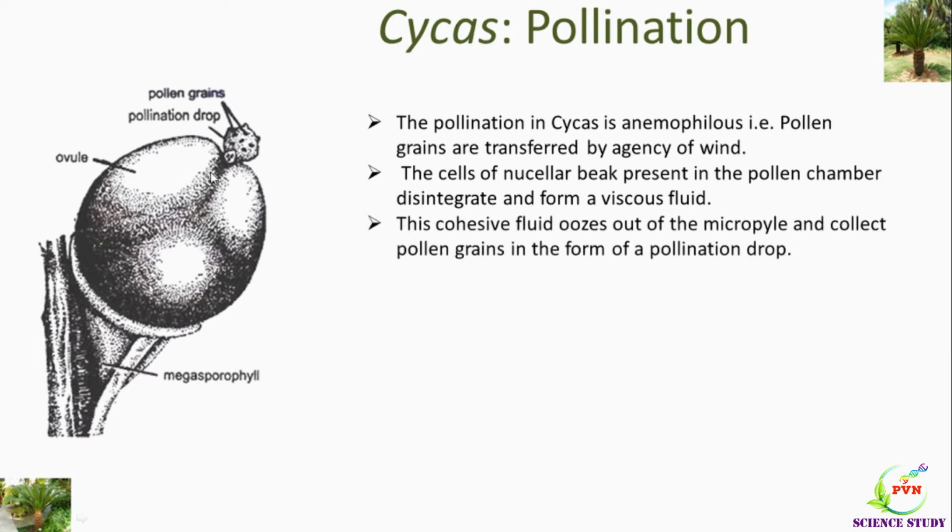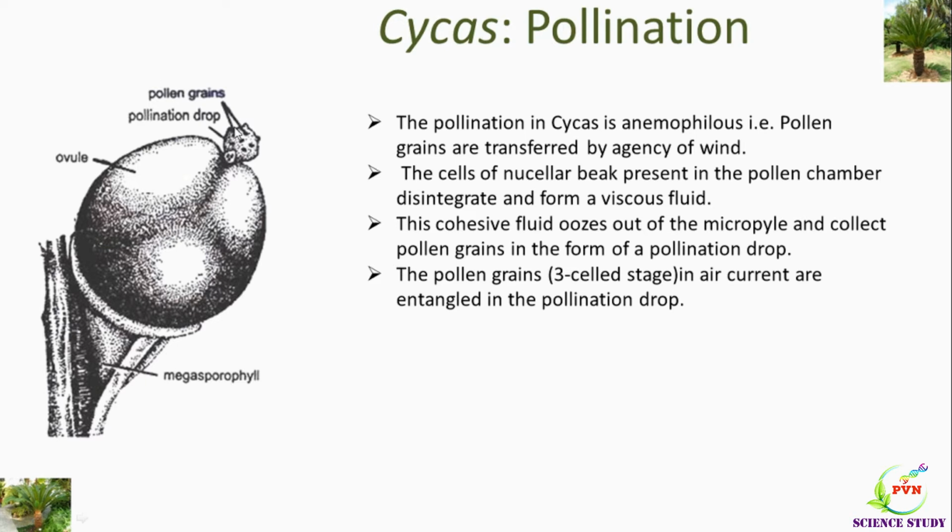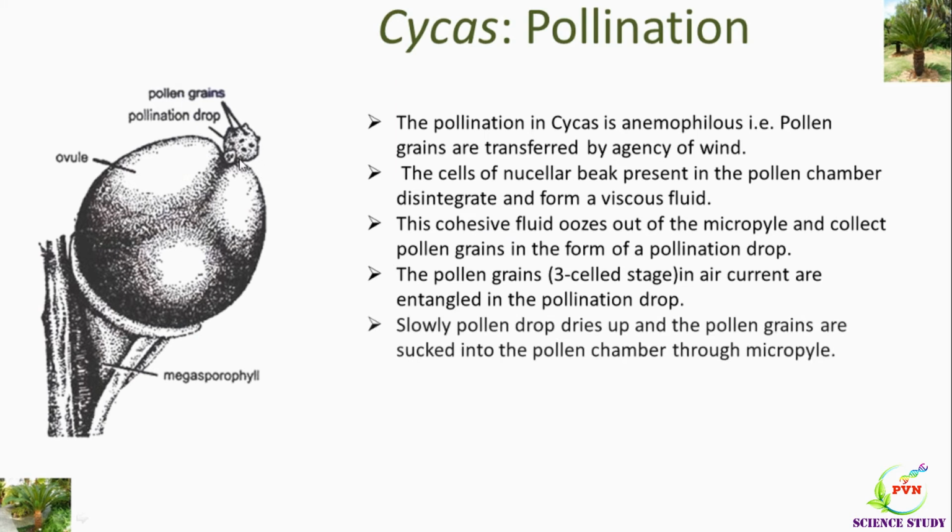This viscous liquid is cohesive in nature. It oozes out from the micropylar end and collects the pollen grains in the form of a pollination drop. The pollen grains transferred here in the pollination drop are three-celled in stage and entangled in the pollination drop. Slowly the pollen drop dries up and the pollen grains are stuck in the pollen chamber through the micropyle. More drying of this drop seals up the micropyle, and further entry of the pollen grains is restricted. So this is all about the pollination of Cycas.